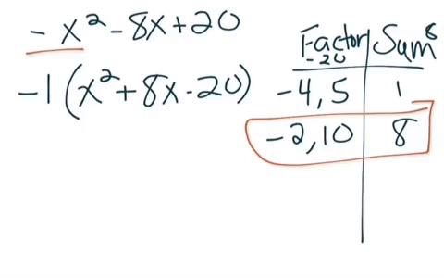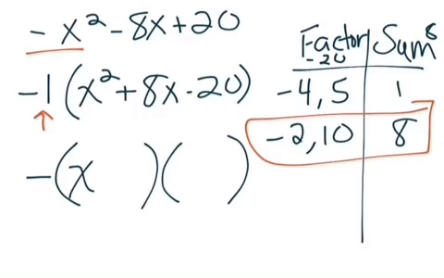So then to write my final answer, I don't need to write this invisible 1, so I can just simplify that down to just a minus sign. And then I'm going to have my two binomials. Remember, we always start with the x, and then I'll put in the two numbers, negative 2, positive 10.